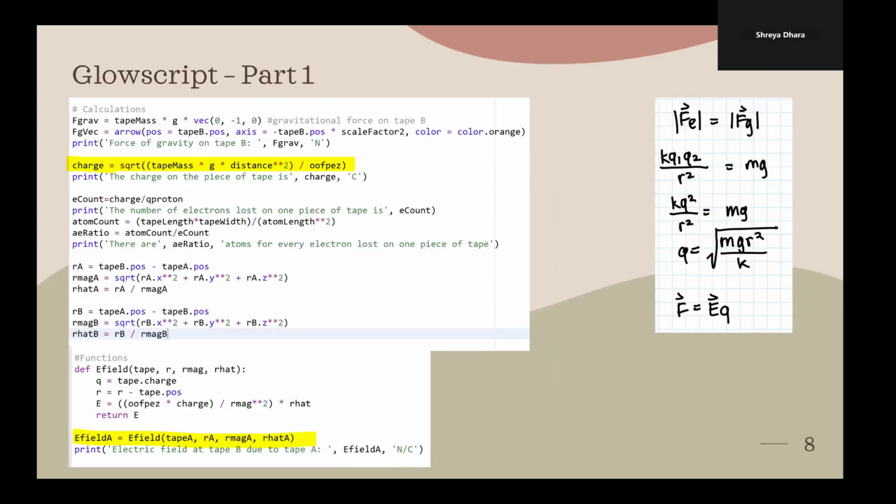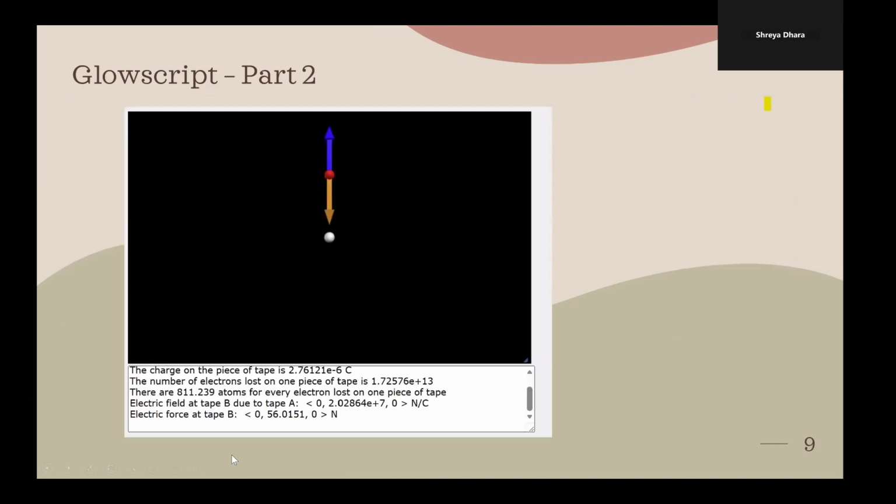And then for my GlowScript, going off of this map here on the right, I just converted that into GlowScript. So I figured out the charge of the tape, which is the square root of mgr squared over k. And then we were able to divide the charge by the charge of one proton, or one electron, sorry, to figure out how many atoms for every electron were lost. And then we did some more calculations to figure out what the electric field was going to be, and the electric force. Some of that is outlined down here.